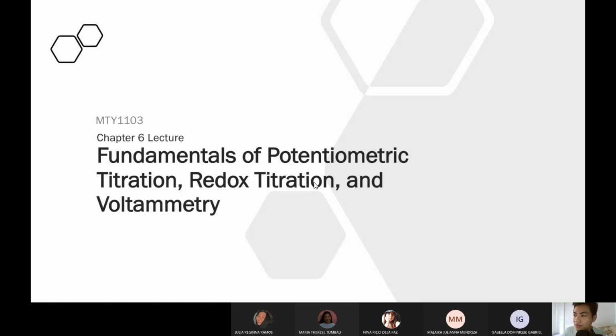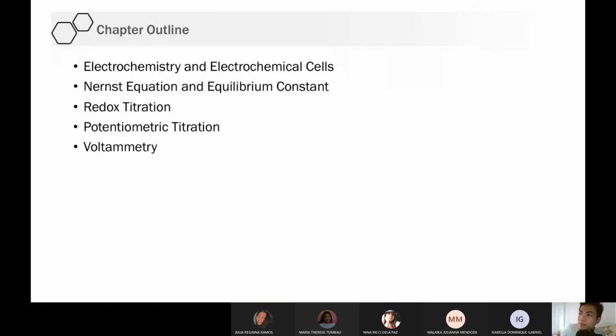So our session for today is about chapter 6, which is on fundamentals of potentiometric titration, redox titration, and voltammetry. Okay, so this is the chapter outline that we will discuss. Itong second and third subtopic, may mga calculation dito, even until the fourth, no? But let's try to explain, no?